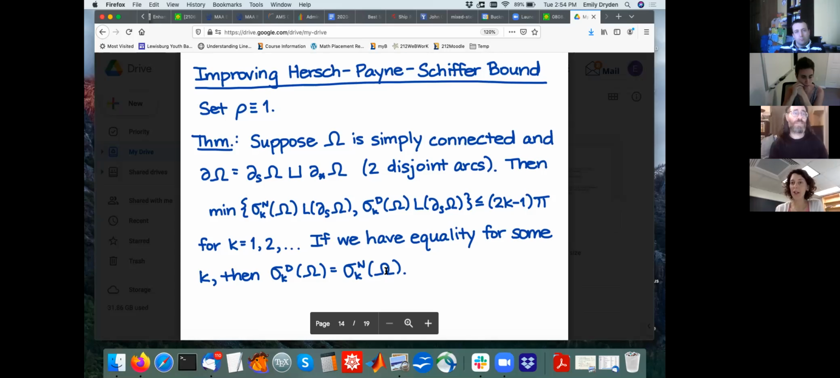So let's go back to that Hersch-Payne-Schiffer bound, which was 2 pi k, right, for the kth normalized Steklov eigenvalue. Let's set rho equal to 1. That's merely for convenience. So here's a theorem. We've said, okay, let's take a simply connected domain. Let's decompose our boundary into these two pieces, these two disjoint arcs. Then we can say something about the minimum of the normalized kth Neumann and normalized kth Dirichlet eigenvalue. It has to be less than or equal to (2k minus 1) pi. Okay, remember that Hersch-Payne-Schiffer gave us that the kth Steklov was less than or equal to 2k pi. So we've managed to knock it down by pi.